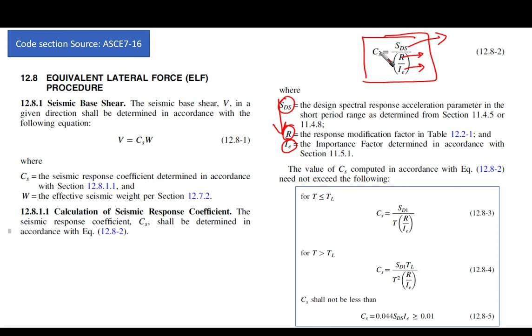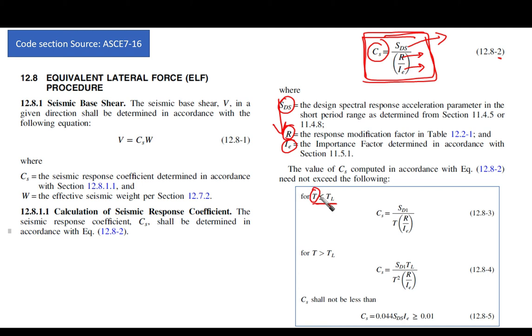So CS is going to have this value based on equation 2, if we know all of this information. But at the same time, there is a limitation on the magnitude of CS. The value of CS computed in accordance with this equation need not exceed the following. So we have some limits here that we should not go beyond. It is based on T, the period of the structure, and how we can evaluate it.